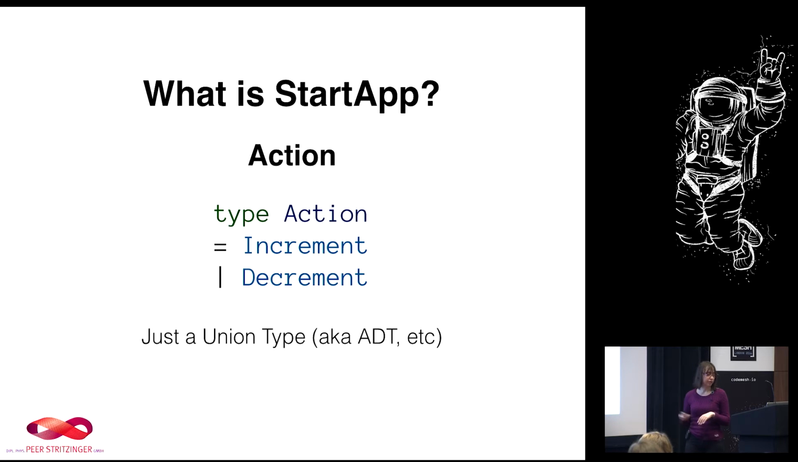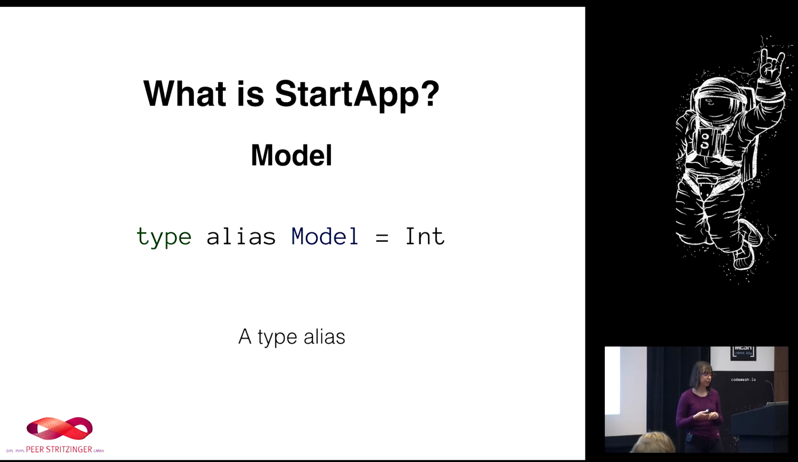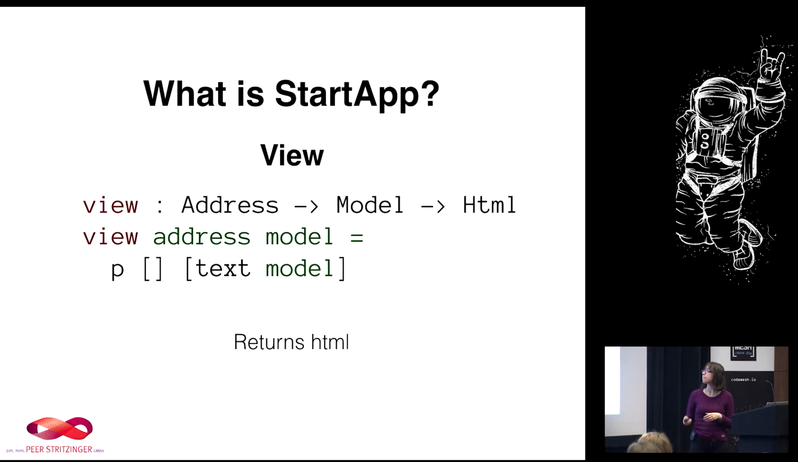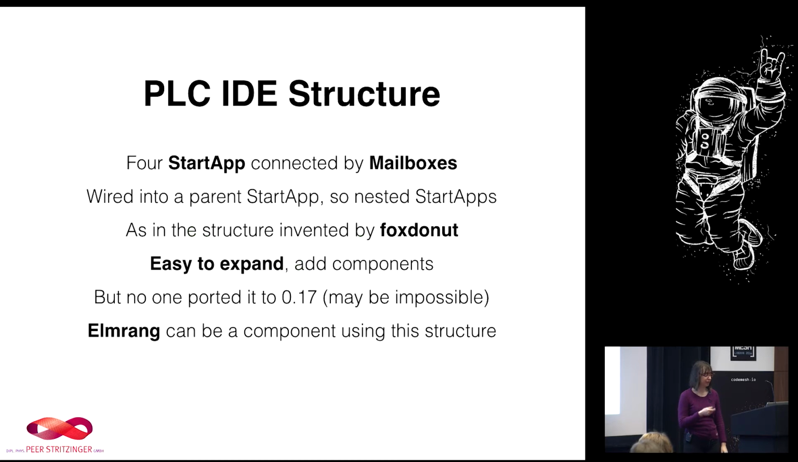So we have an action, which is a union type, and it's just anything you can do in your app. So if we have a counter, you can only have increment or decrement. Then there is the model, which can be any data type that you want, but here it is just an int because it's a counter. And then we have the update function, which takes an action and the model and gives you back the other model. So we have increment, model +1, decrement, model -1. And then you have the view, the new model is passed to the view. Ignore the address here because that's 0.16. It's not like that anymore. But it takes the model and gives you back the HTML that you can render.